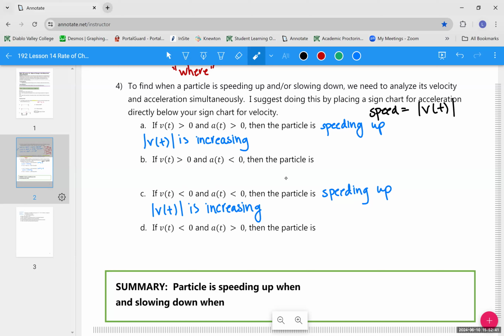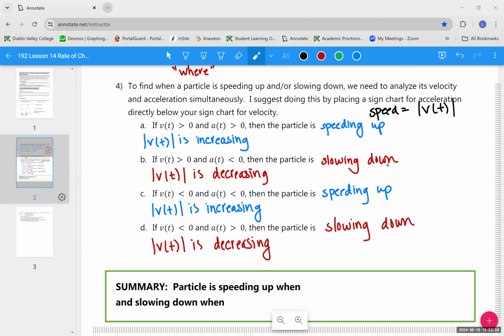So press pause for a second and think through the other two the same way we just did, and see if you can decipher whether each of those scenarios is speeding up or slowing down. Okay, so I have that in both of these scenarios, the particle is going to be slowing down. Its speed, or the absolute value of velocity, is decreasing. So in B, I have a positive number that is decreasing. That's pretty straightforward. Then definitely, the absolute value is decreasing. And this last one, I have a negative number that is increasing. That means technically it's getting closer to 0, so its absolute value is getting smaller.